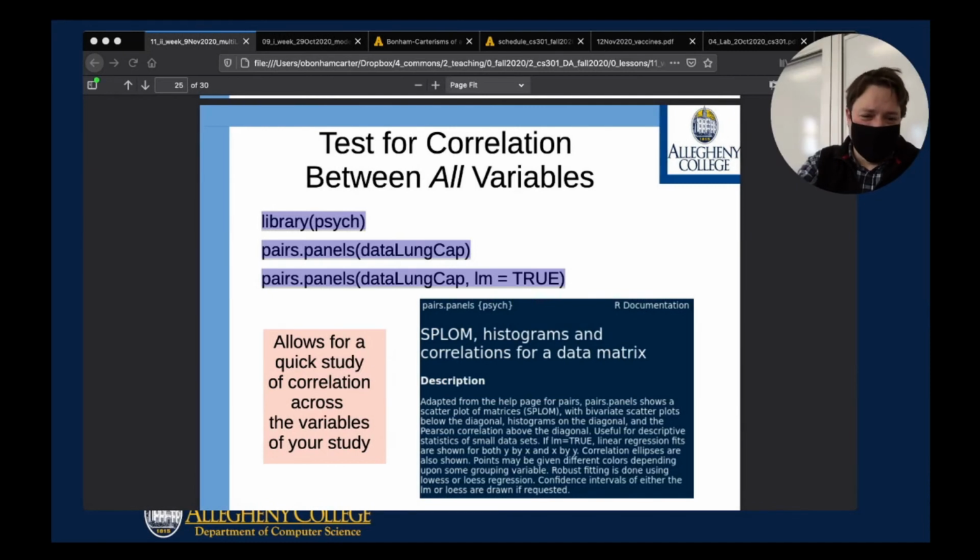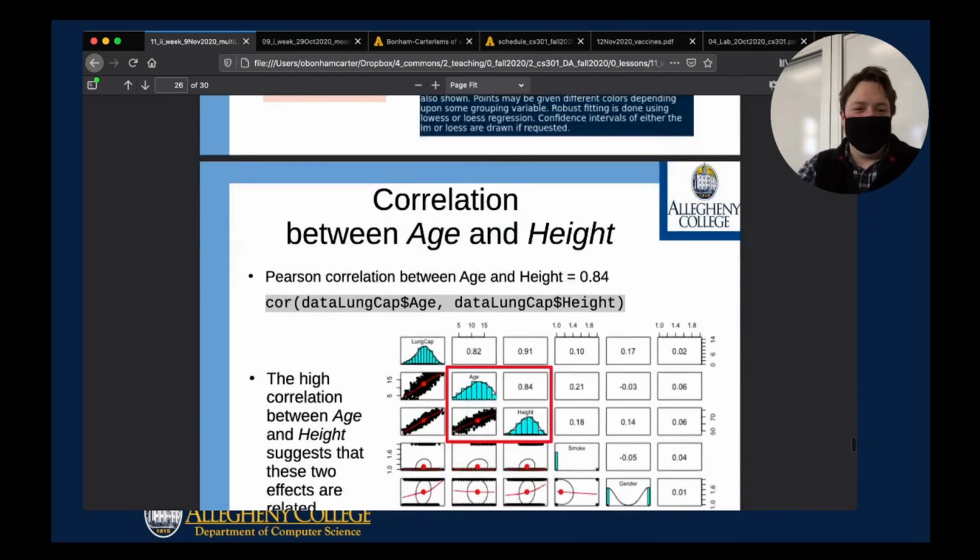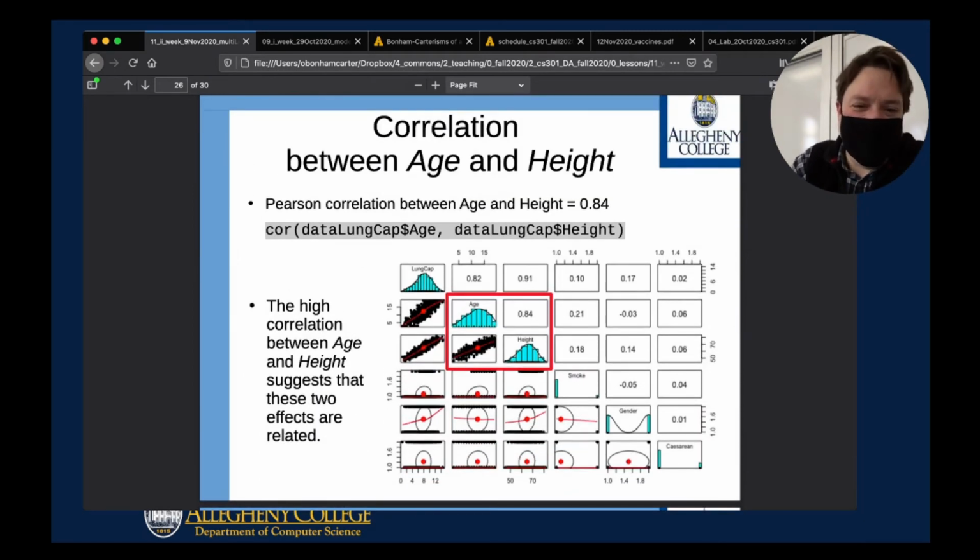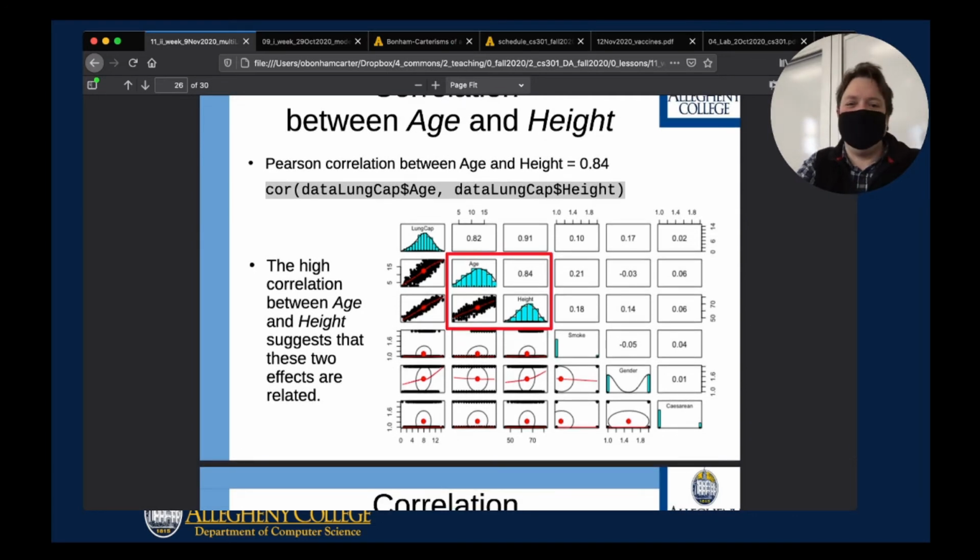But there's a whole science behind these models here. So this is your correlation that I just got done talking about, the age and height. You can see 84. I'm looking at the age, and you can see the height.